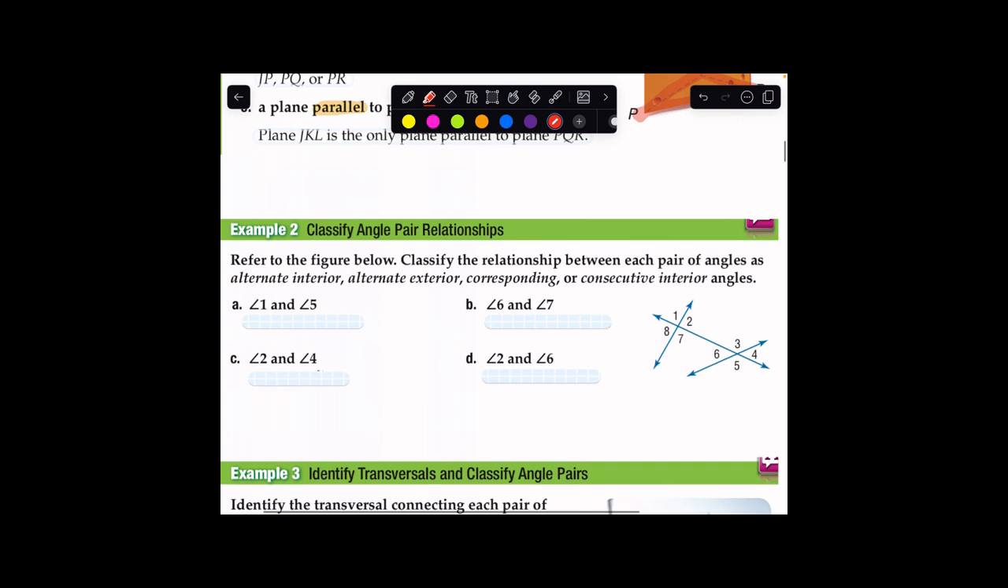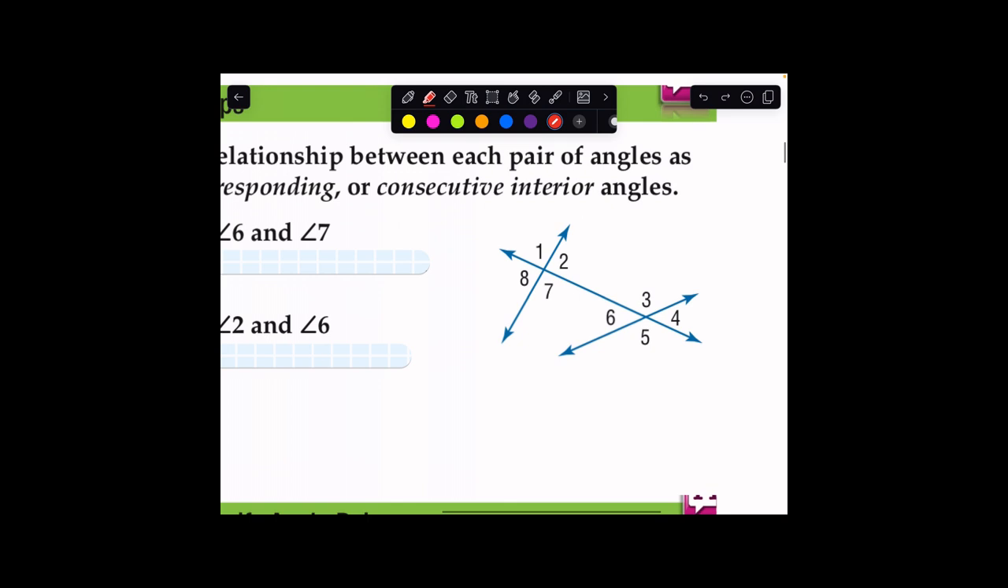Example 2, classifying angle pair relationships. Refer to the figure below, that would be this guy right here. Classify the relationship between each pair of angles as alternate interior, alternate exterior, corresponding, or consecutive interior angles. So let's examine our diagram real quick. This line would be the transversal because it intersects the other two. That means everything in here between these two lines is interior. 1, 8, 4, and 5 are on the exterior.